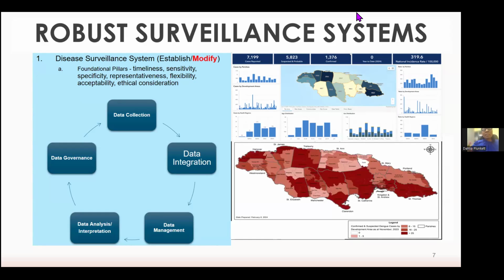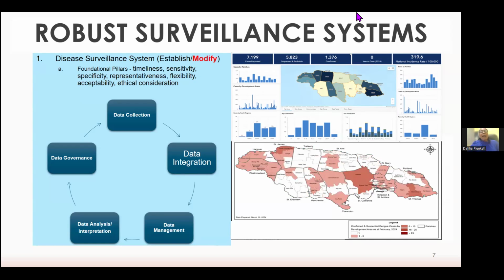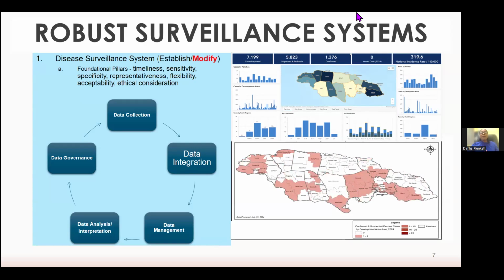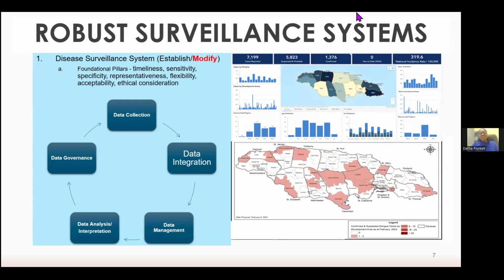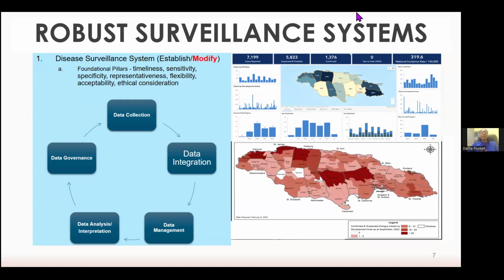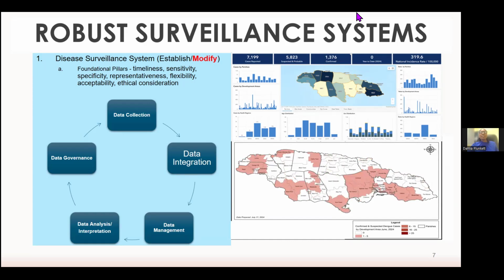But most countries, I believe, including us, would have some form of surveillance system in place. And so what is needed at this time might be just modification to different aspects, and that would require some assessment of what we have. Of course, there are some foundational pillars as it relates to our surveillance systems, which include the timeliness of our data, the sensitivity of our system, specificity, and representativeness. It has to be flexible, acceptable, and there must be some ethical considerations, and we'll speak on that a little bit more.